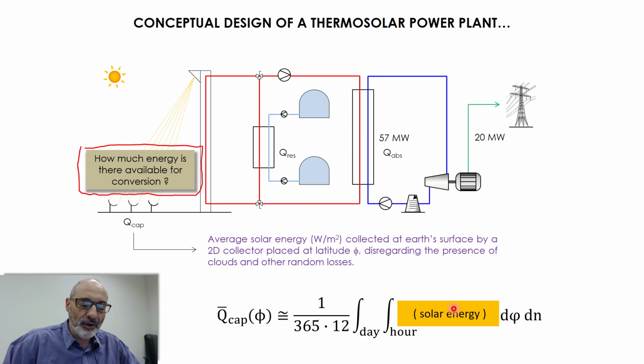After assessing solar energy, this term here, we're going to calculate the average energy that is available for conversion, Q capture as a function of latitude. We're going to integrate this over 12 hours. That's why it's divided by 12, because I already know that during the night we don't have sun. And we're going to integrate this over the year, so that's why it's divided by 365.